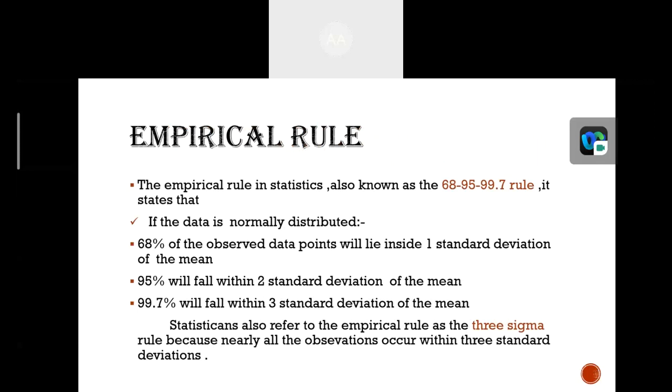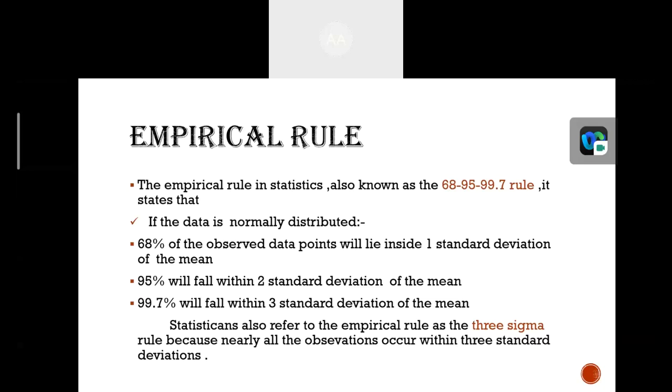The empirical rule in statistics is also known as the 68-95-99.7 rule. It states that if and only if the data is normally distributed, then 68% of the observed data points will lie within one standard deviation of the mean, and 95% of the data will lie within two standard deviations of the mean. And finally, 99.7% of the data will fall within three standard deviations of the mean. I will explain this clearly in a graphical presentation. The empirical rule is also called the 3-sigma rule because all the observations occur within three standard deviations.